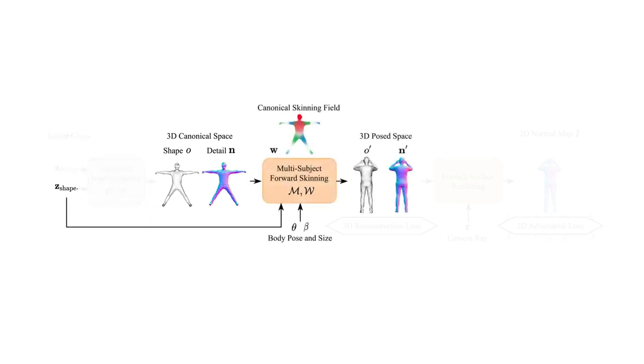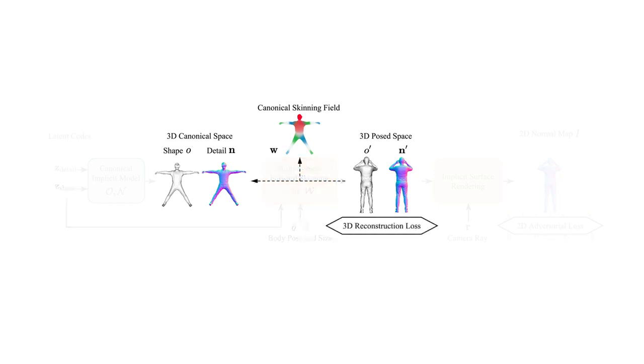We then deform this canonical representation to a target body pose θ and size β via a novel multi-subject implicit linear blend skinning module. This enables the comparison of the generated shapes with real-world posed scans, and thus allows training of canonical shapes and skinning weights without direct supervision.